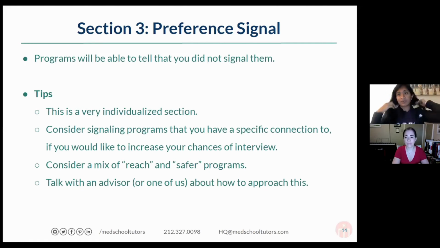So I think it's important to have some on there where you're demonstrating, I'm also very interested in you, that you have a good shot at, just to game it as much as you can. And definitely talk to someone about this. This is the thing where you should talk to an advisor, talk to your program director, talk to one of us about what makes sense to reach out to based on what your goals are and what your scores are and what your application looks like. So very tricky and a little bit of politics in this one, but that's the game.